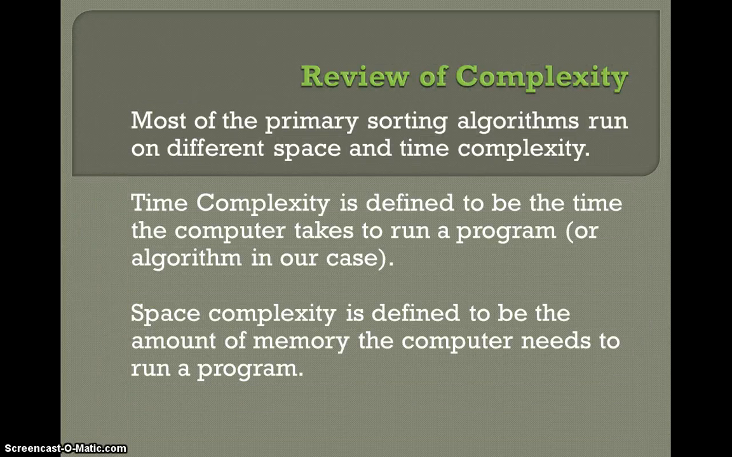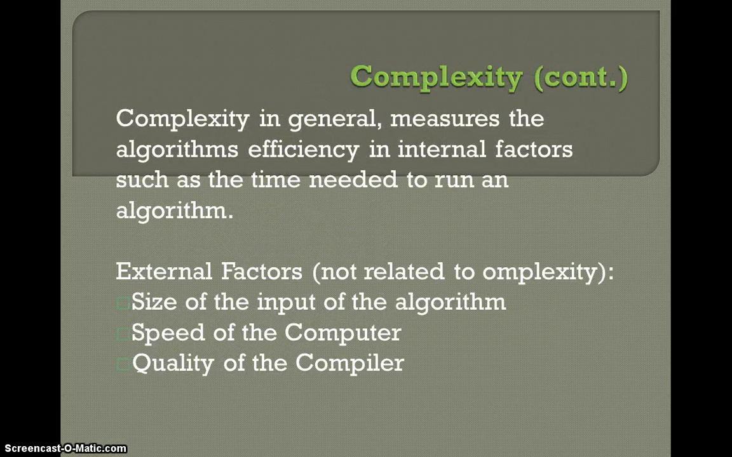Let us see now a review of complexity. Most of the primary sorting algorithms run with different space and time complexity. Time complexity is defined to be the time the computer takes to run a program or algorithm in our case. Space complexity is defined to be the amount of memory the computer needs to run a particular program. Next is complexity in general. It measures the algorithm's efficiency in internal factors such as the time needed to run an algorithm. Some of the external factors are listed.